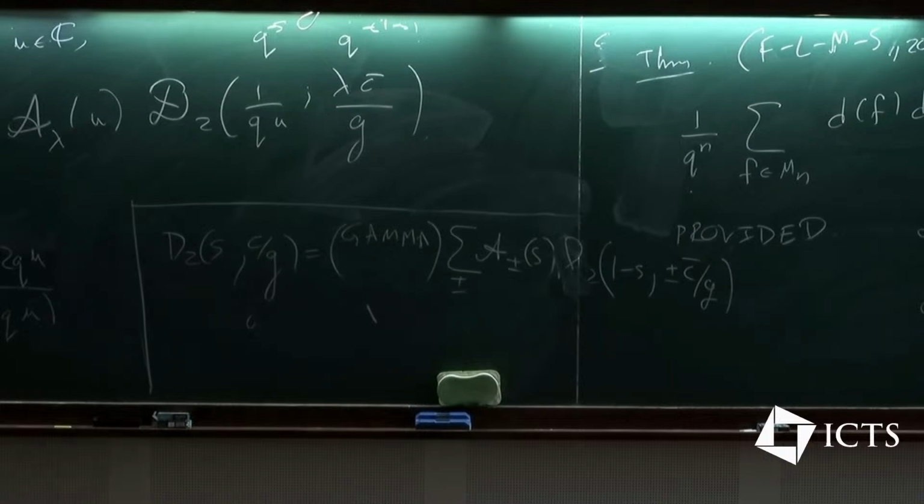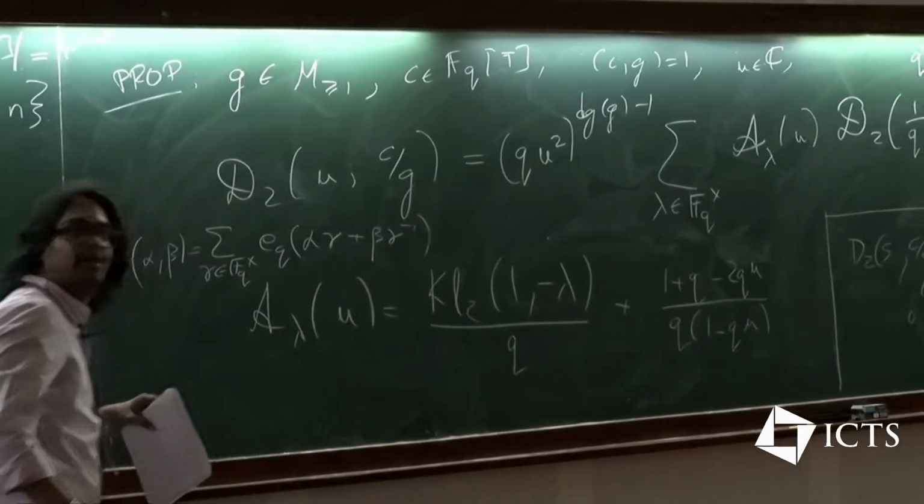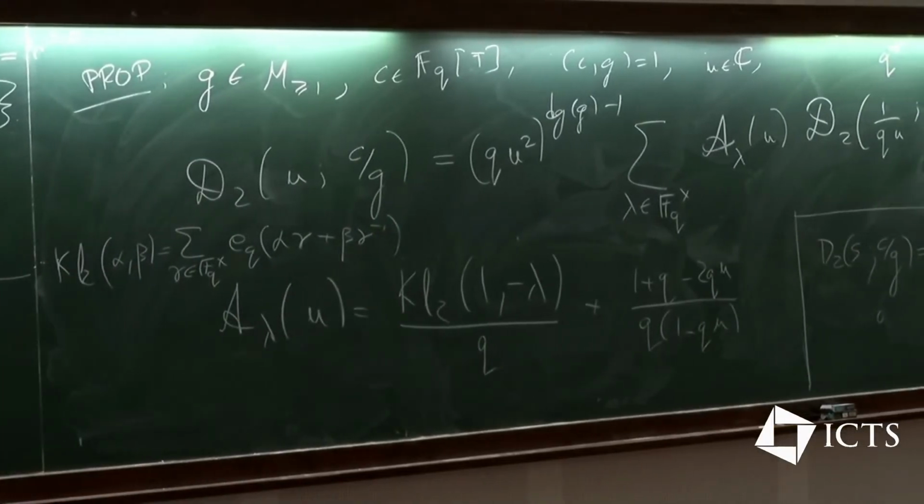It's modulo Q, FQ. So thank you for asking. So this is KL2 of alpha, beta. This is the summation over gamma in FQ times of EQ of alpha gamma plus beta gamma inverse. Yeah, classical Kloosterman sums over FQ.